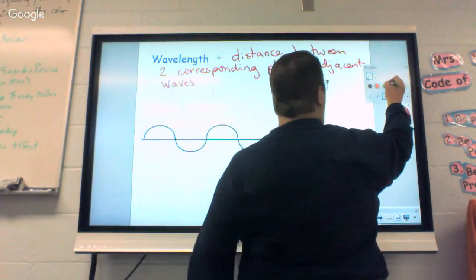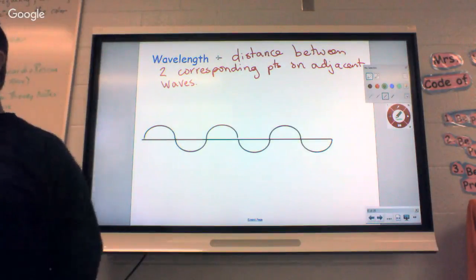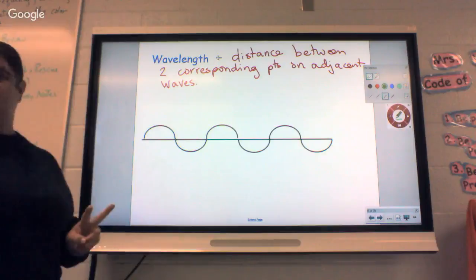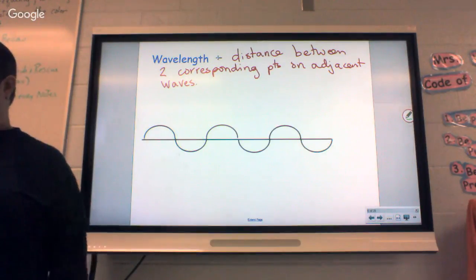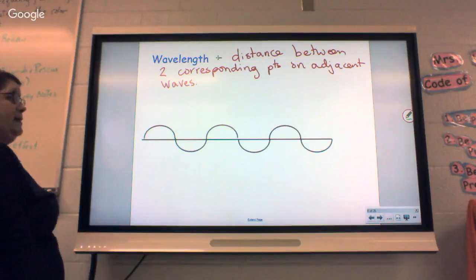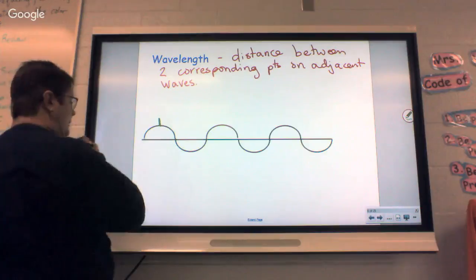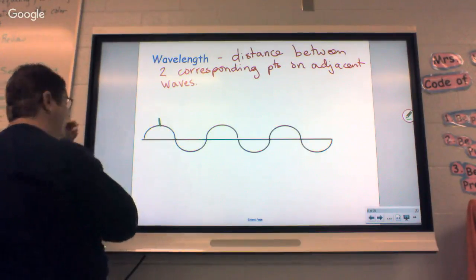It's not, because the waves have to be, first of all, side by side. Adjacent waves mean the waves have to be side by side. And you have to pick corresponding points. Meaning, let's just say we pick the top point. Does anybody remember what this top point is called?